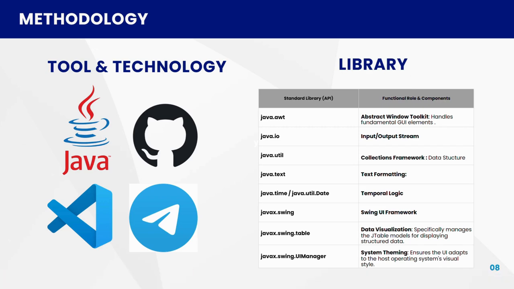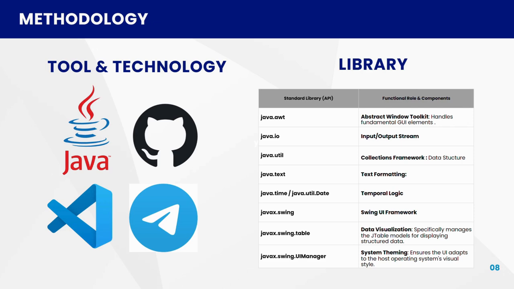And the tools and technology that we have used. So we have used the Java programming language, and we have used GitHub for collaborative coding, VS Code to write code, and the last one is Telegram to communicate with my team members.